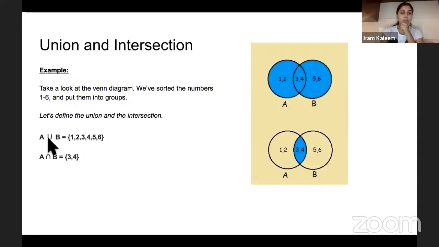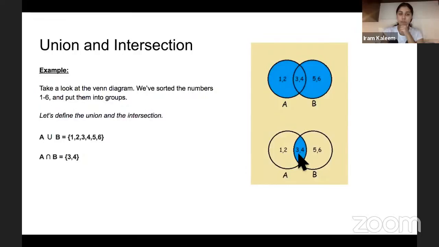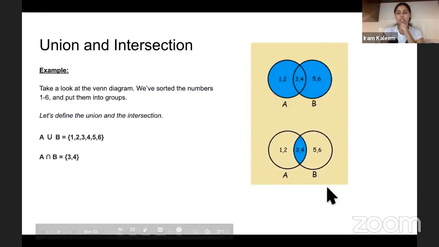So A, U, B, that's the union. The union is everything inside A, everything inside B, and everything inside both. So for the union, we'd write all the numbers between 1 and 6. For the intersection, we would put all the numbers that are in the overlap. So we just put 3 and 4. So all we've really said here is that the union is all the numbers that are in both, and the intersection are the things just in the middle.